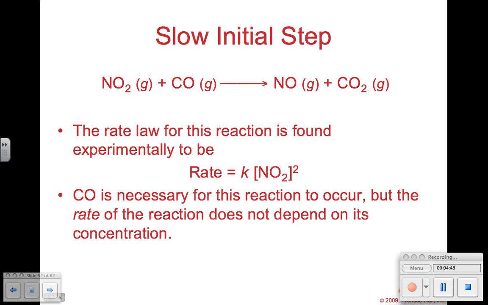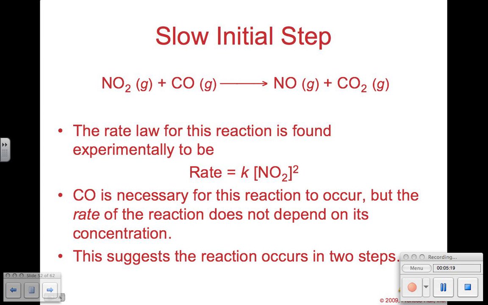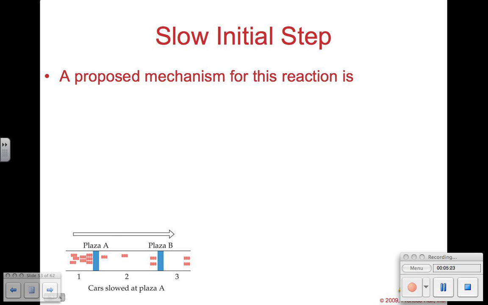We know that CO is necessary because it's part of the overall reaction, but the rate of the reaction seems not to depend on the CO that's in this reaction equation. What that tells us is that there must be a step that does not include CO, and that step is what is actually determining the rate. So the CO must be in the fast reaction, where the NO2s must be in the slow reaction because they're part of the rate equation.